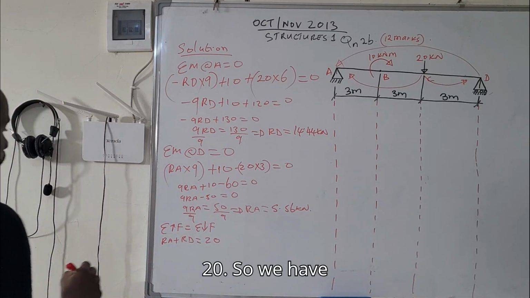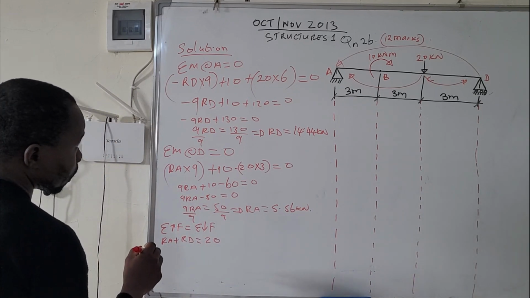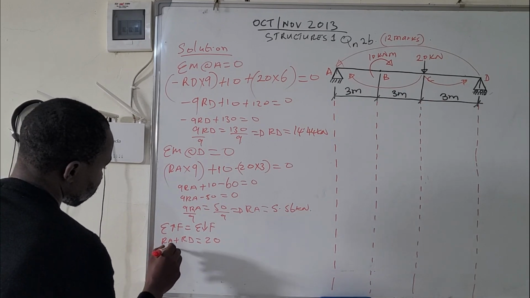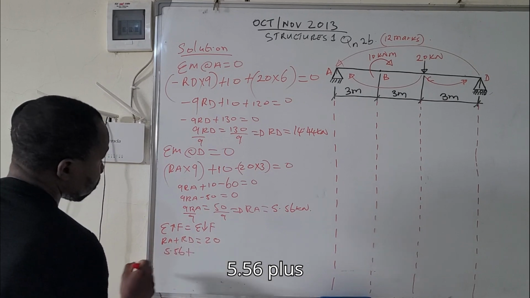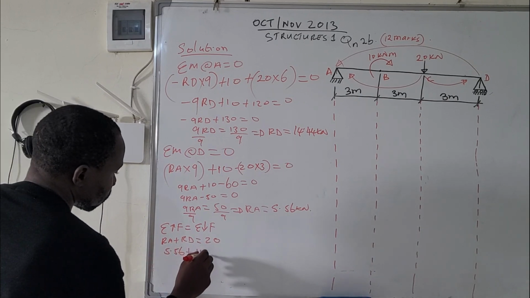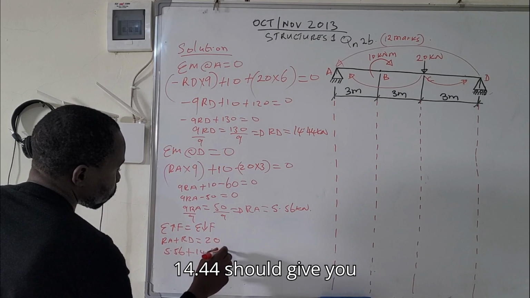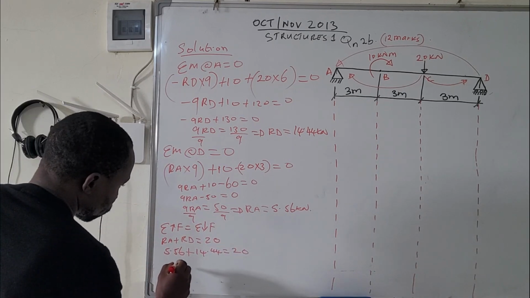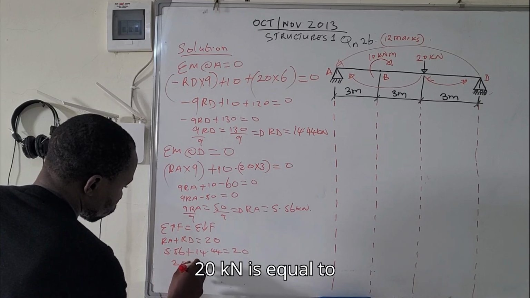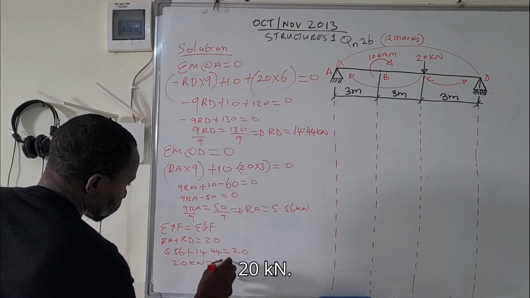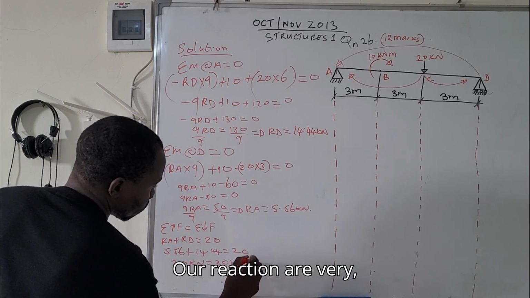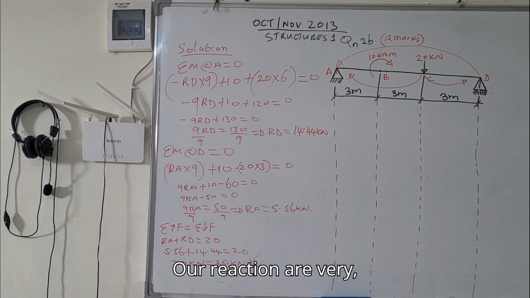So we have RA as 5.56 plus RD, 14.44, should give you 20. So 20 kilonewton is equal to 20 kilonewton. So our reactions are very, very correct.